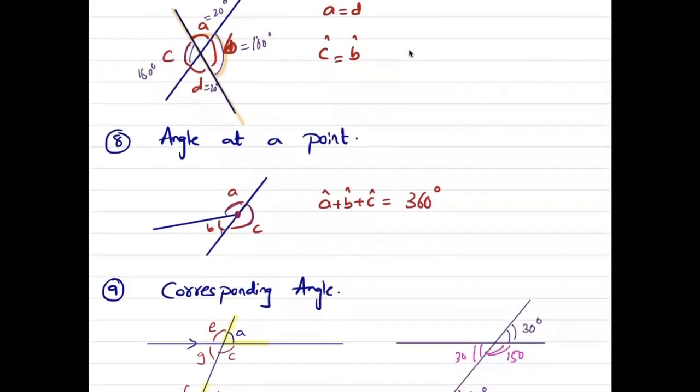Now, the angle at a point is always going to be 360 degrees. The angle around a point is always going to be 360 degrees. So from a point, if there are multiple lines originating and you add all the angles, they must add up to 360 degrees. So angle A plus B plus C must add up to 360 degrees.